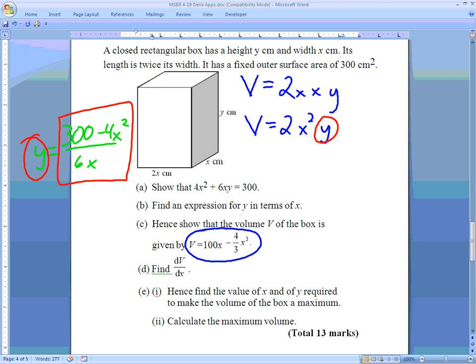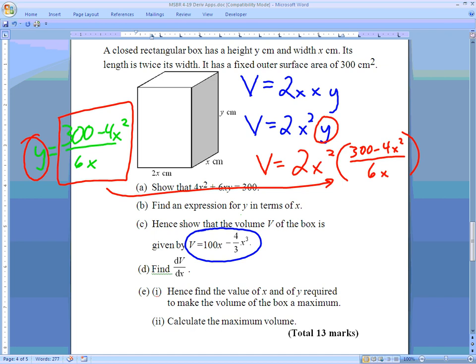So I'm going to rewrite this as V equals 2 times x squared. But instead of writing y, I'm going to take everything that we had over here and plug it in. So I now have 300 minus 4x squared all over 6x. Now I'm going to distribute my 2x squared, or you could even cross cancel right at the beginning. You'll notice that we're multiplying an x squared right here, but we also have an x that we're dividing. So if you want to cancel out that x and one of those x's right away, that's fine, because again, we're multiplying by x's and dividing. That would just leave us 2x that we're multiplying to each and every one of these things.